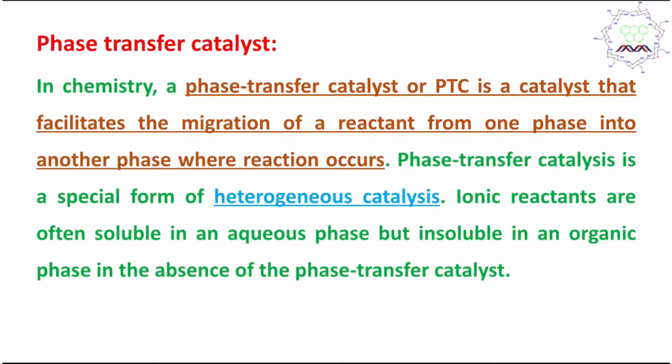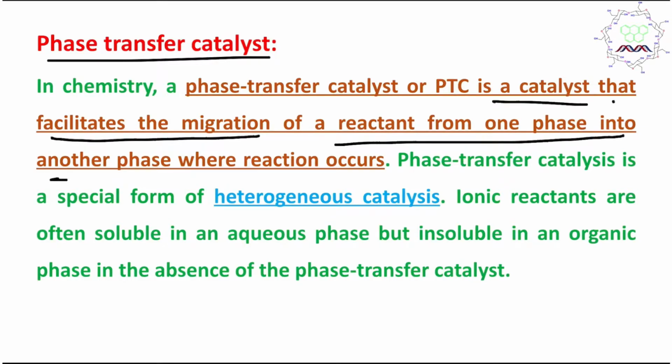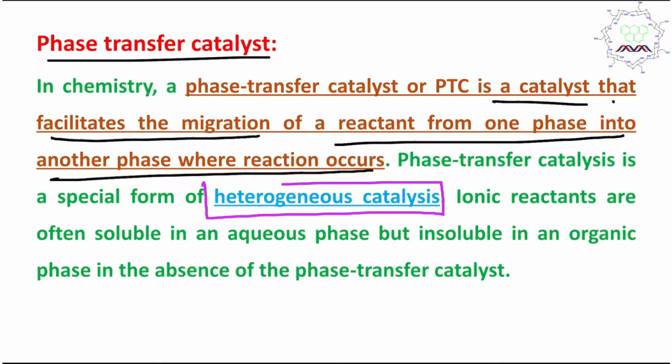Now, what is actually a phase transfer catalyst? This phase transfer catalyst is a kind of catalyst that facilitates the migration of one reactant from one phase into another phase where the reaction occurs. So every word is important. I shall explain throughout the discussion. Just listen right now and remember one important piece of information. This phase transfer catalyst is a kind of heterogeneous catalysis.